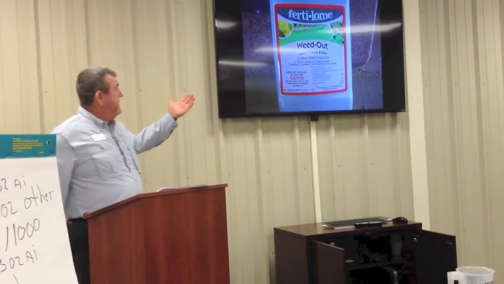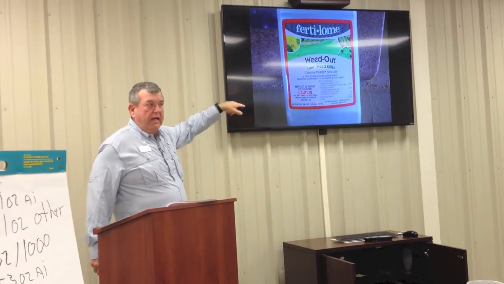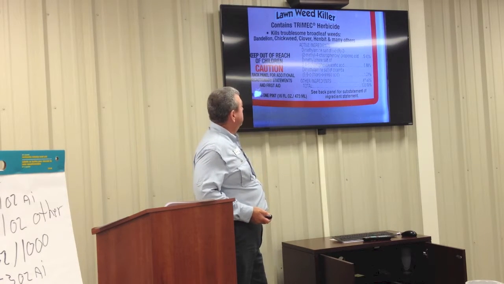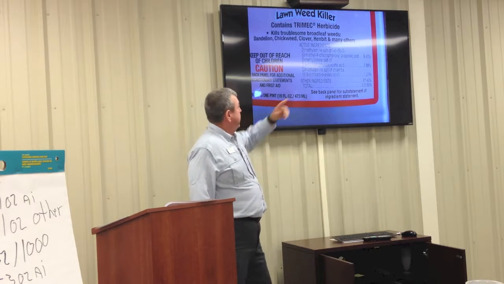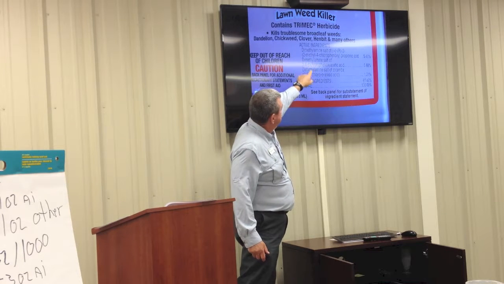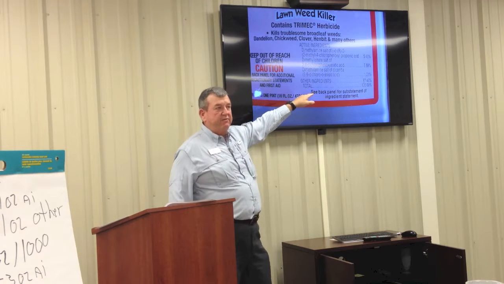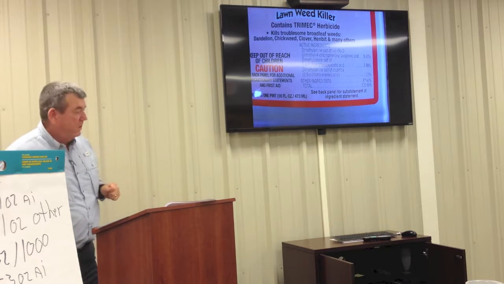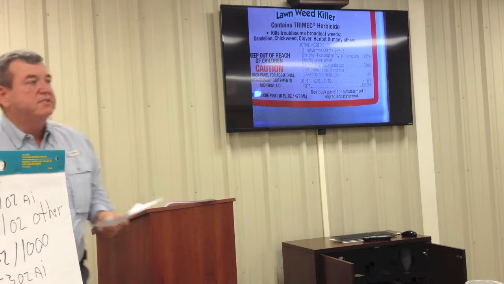Another brand, Weed Out Lawn Weed Killer, says it contains Trimec herbicide, and this is in a pint container. All right, we look at the label. Well, I'll be gone. We see those same words. It has 2,4-D. It has propionic acid. It has dicamba chemicals. But look at the other ingredients. 87.46% other ingredients. Well, what does that mean? If you've got 87.46% other ingredients, how much active ingredient?